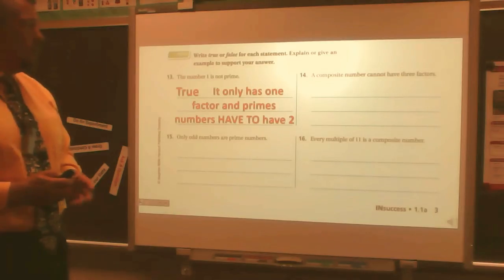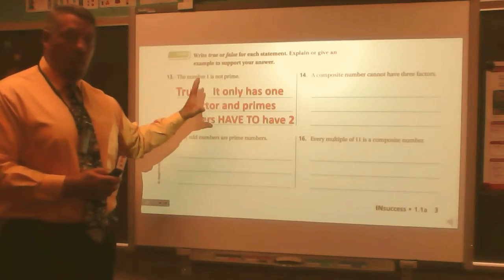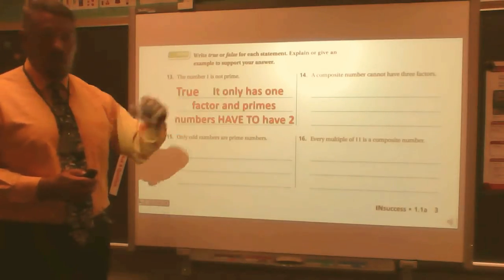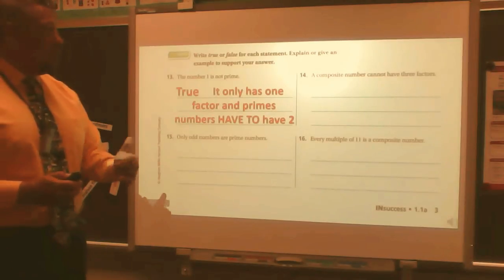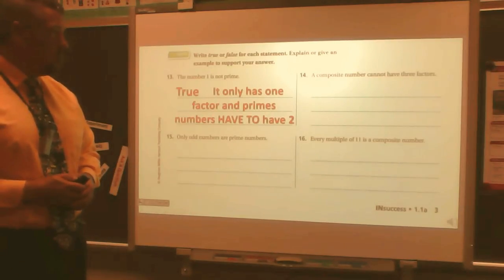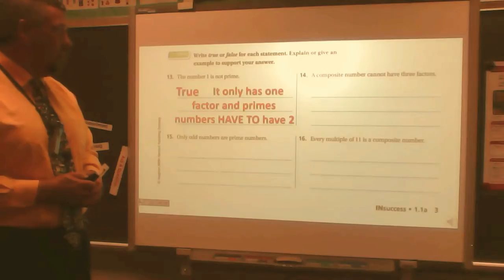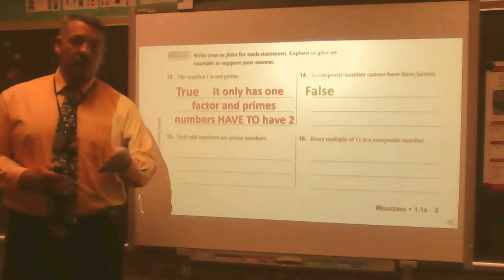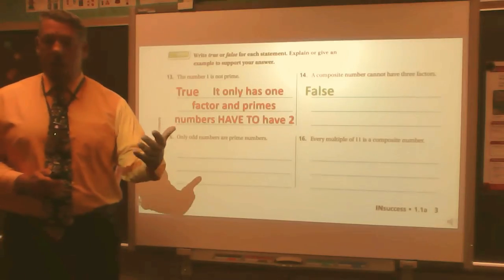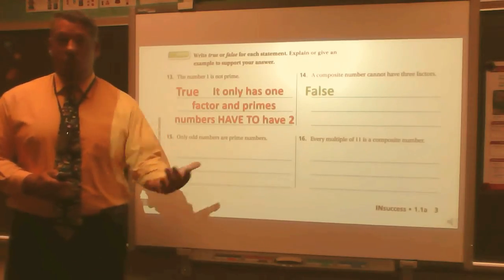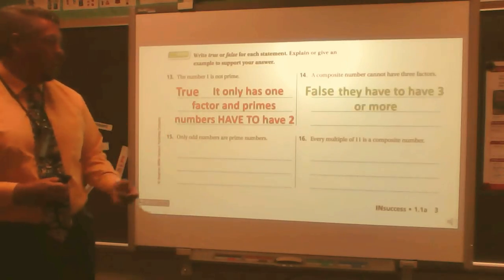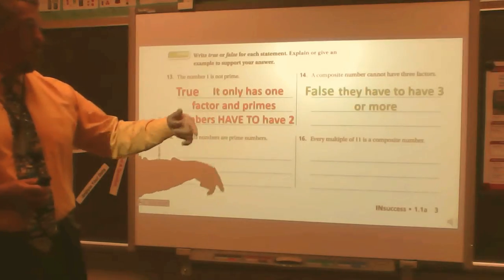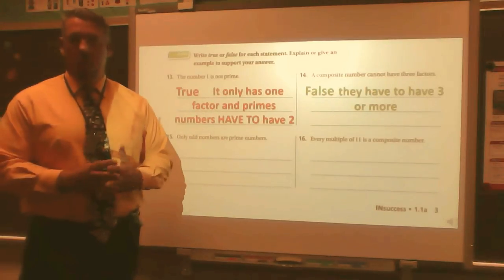Number 14. Now, if you don't have that written down, pause the video, write it down, and then we'll go on to it. A composite number cannot have 3 factors. Composite cannot have, well, that's false, isn't it? Because if a prime number has to have 2, then I know composites have to have more than 2, or at least 3. So they have to have 3 or more in order to be composite.